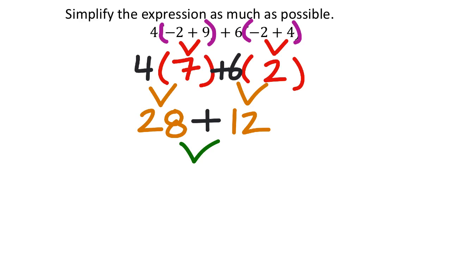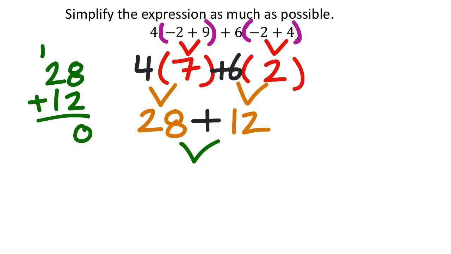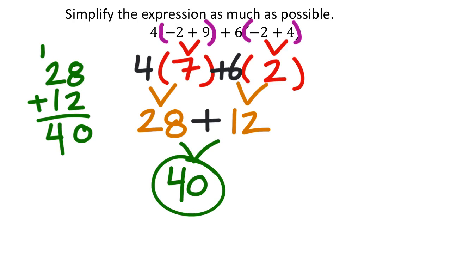And 28 plus 12, we can do this vertically if we need to. Not everyone has to, but you can. 8 plus 2 is 10. Carry the 1. 1 plus 2 plus 1 is 4. So final answer here, 40.